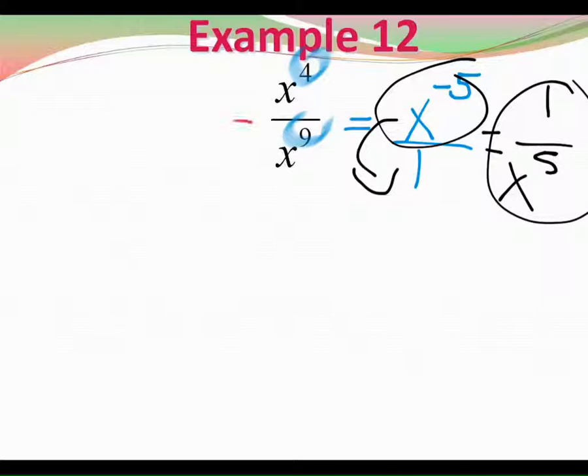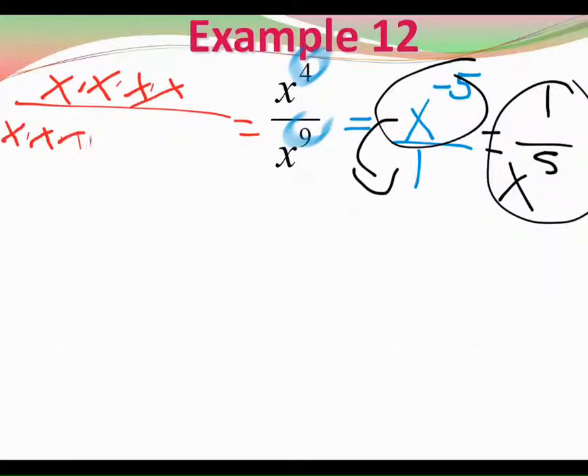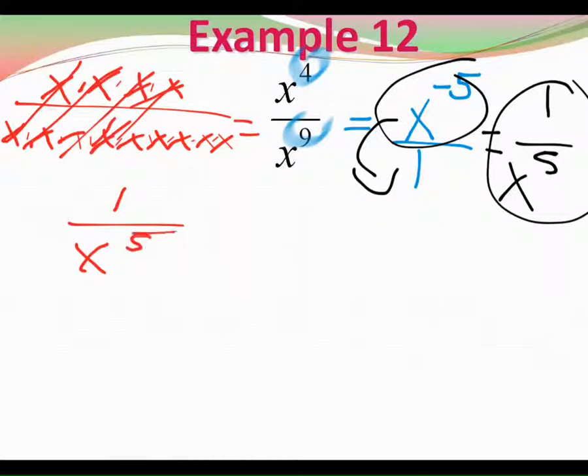Which makes sense because if I was to write this out by hand, I have 4 x's being multiplied there, nine of them there. 4 of them would divide out to be 1, right? And I'd be left with 1 over x to the 5th, which is what I got over here. So that's visually how it would look if you wrote it out. But we can just follow our rules, subtract the exponents, move the negatives, and that's what we get.